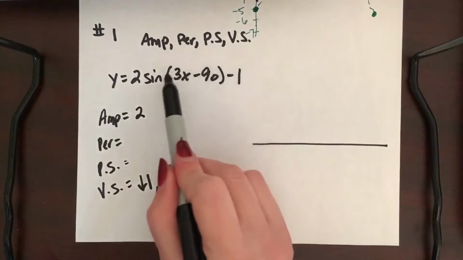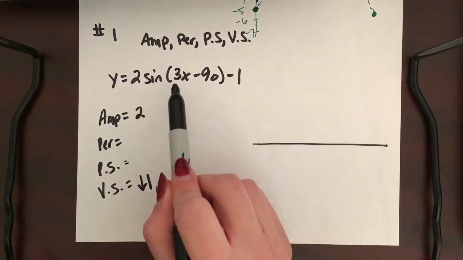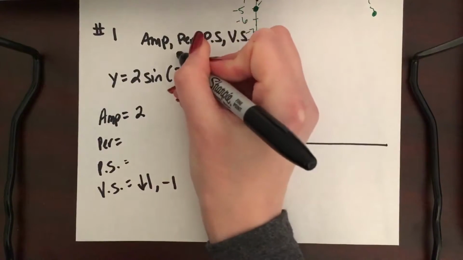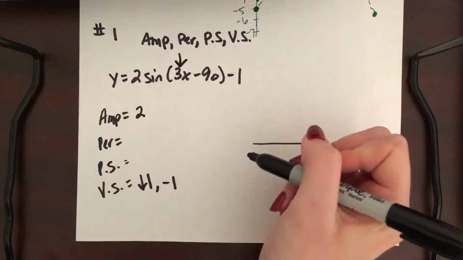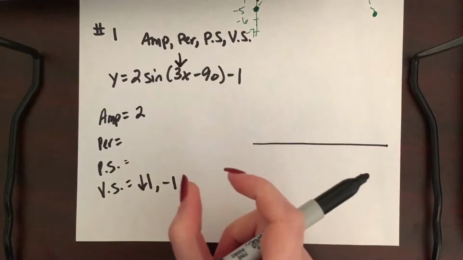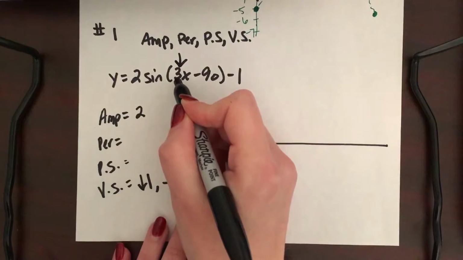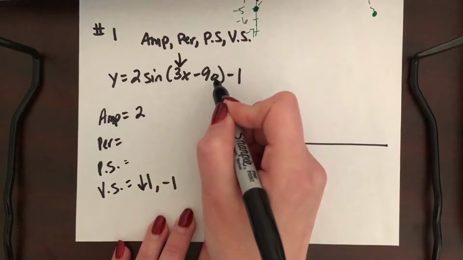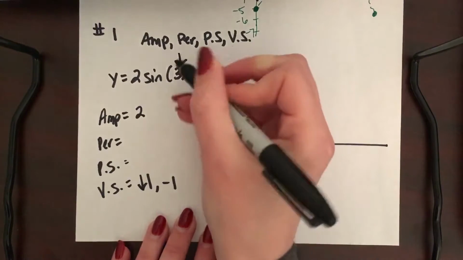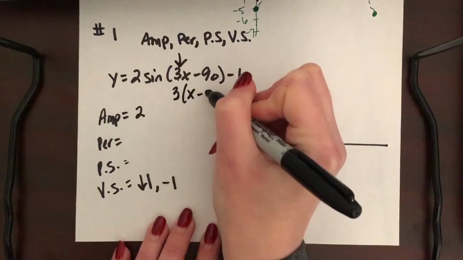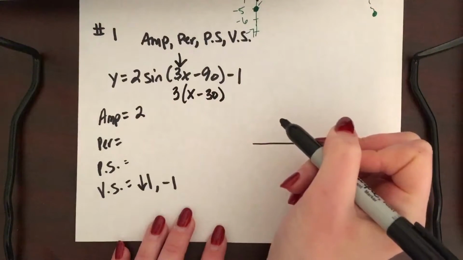Now, when we have things in the parenthesis, if there is a number in front of x that's being multiplied and a phase shift, we need to factor this number out in order to accurately figure out the phase shift, how much it's shifting left and right. So we need to factor out whatever this number is. It doesn't matter if it divides evenly with 90 or whatever the other number is, you have to factor out this particular number. So if I factor that out, it's basically just reversing the distributive property.